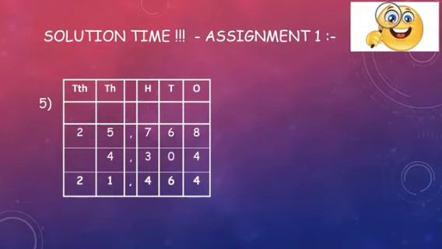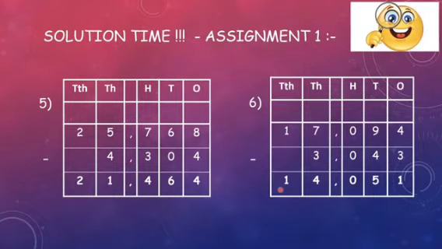Fifth problem, 25,768 minus 4,304 gives you an answer 21,464. Sixth problem, 17,094 minus 3,043 gives you a difference answer of 14,051.